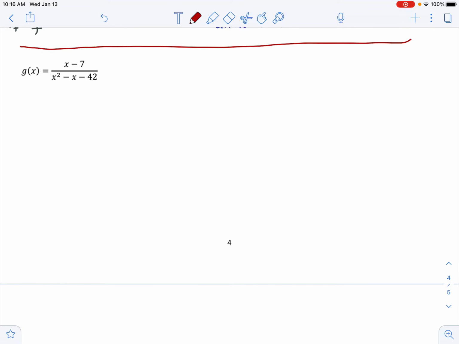So we're going to say that the denominator can't be equal to 0. On your exam, I want you to set that up, please, instead of just writing your final answer. So say that x squared minus x minus 42 can't be equal to 0, and we're going to go ahead and factor this.